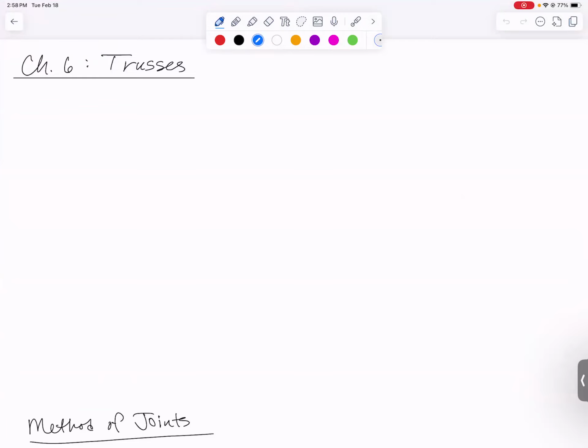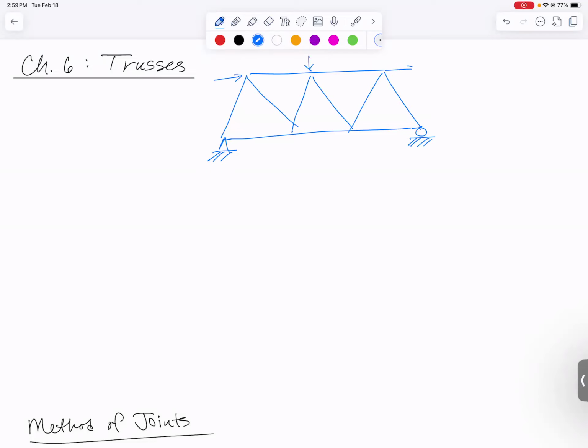Today we're going to start a new chapter where we learn about how to analyze trusses. Let me start by sketching out a picture of a generic truss. Like that, maybe it's pinned at one side and sitting on a roller at the other. And it might have some forces applied to it at different locations. I want to talk about what makes a truss and how this can impact how we analyze it.